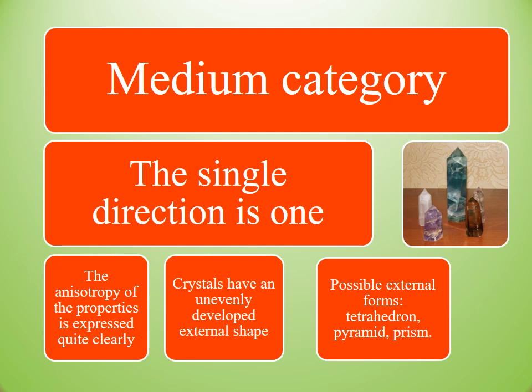Crystals of the medium category have one single direction, one axis of symmetry of order higher than 2, then second, simple or inversion. The kind of the axis is not important. Anisotropy of properties of the crystals of this category is considerably clear, especially along and across the main axis of symmetry. Typical crystals of this category are prisms, pyramids, etc.